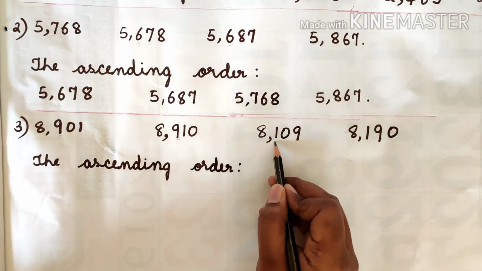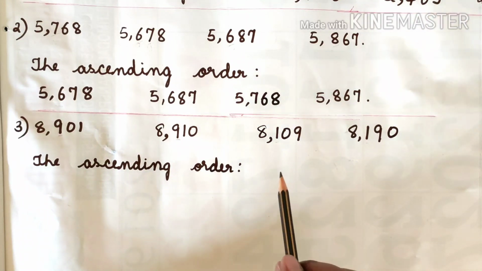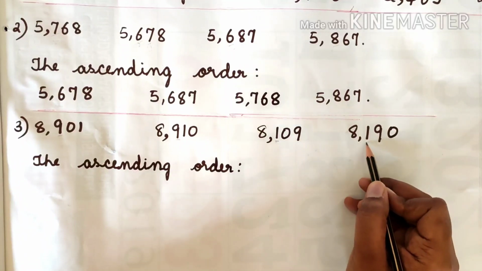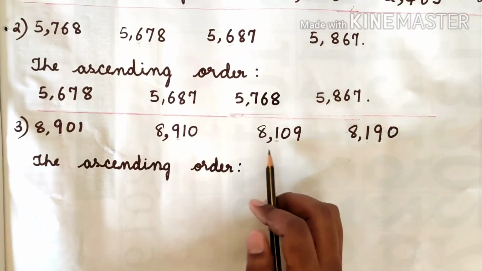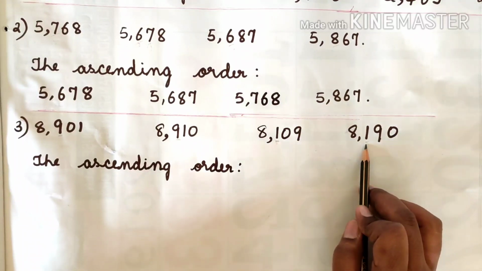9 and 9, 1 and 1. So out of 9, 9, 1 and 1, which is the smallest number? 1 is the smallest number. So let us compare the numbers in which we have 1 in hundreds place. That is this number and this number.